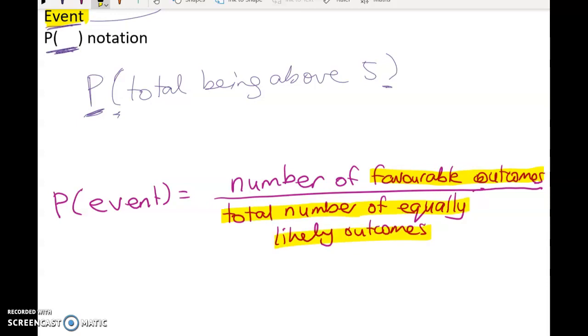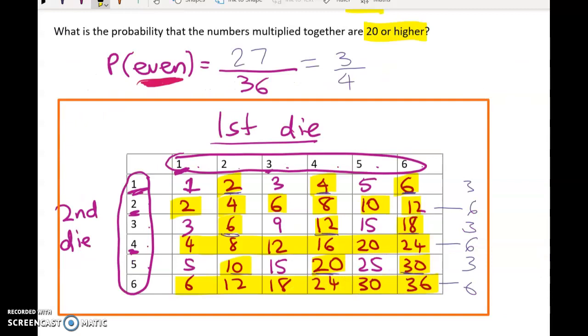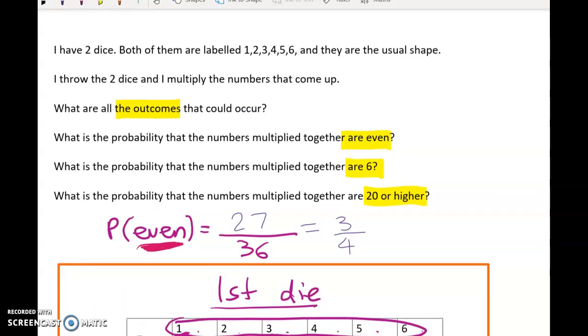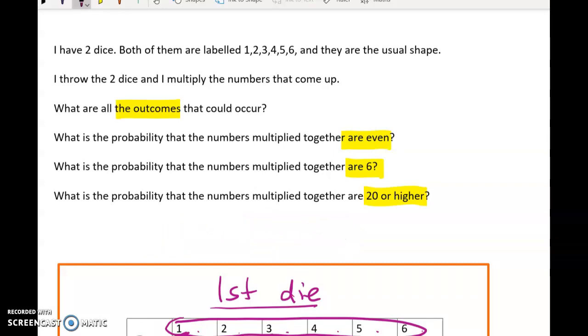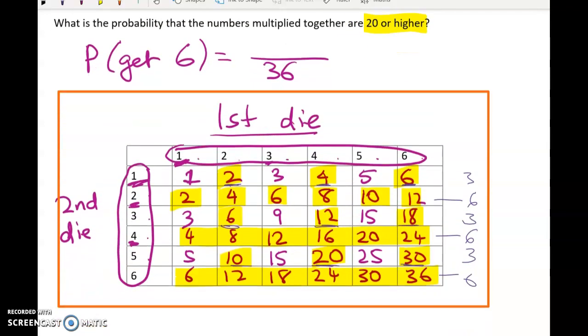So that's the first one done. Let's see what the other questions were. Right, what's the probability that the numbers multiplied together are 6? So this one will be a little bit faster to work out. We'll probably get 6 or something like that, right? So again, we've got 36 possible outcomes, and how many times do we get a 6? Well, there's one there, right?